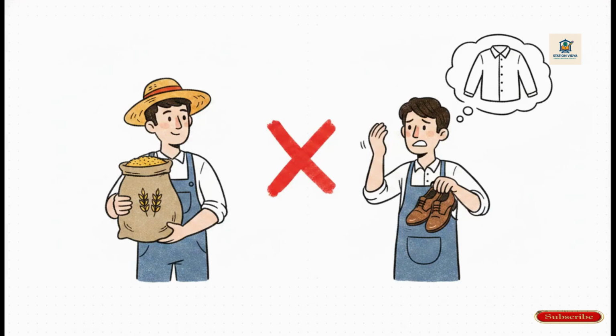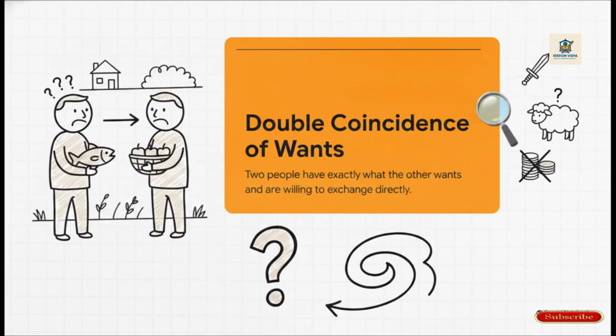Well, this little scenario brilliantly illustrates the single biggest problem of early human history. You, the wheat farmer, track down the shoemaker. You offer him your wheat for his shoes. But there's a massive catch. The shoemaker just looks at you and says, "Hey, I don't need wheat. I need clothes," right? He desperately wants to sell his shoes, but he has absolutely zero interest in buying your wheat. So you're stuck. This exact frustrating moment is what economists call the double coincidence of wants.